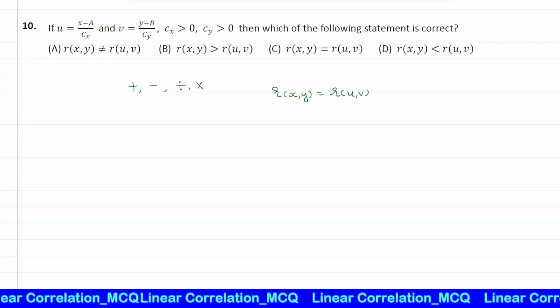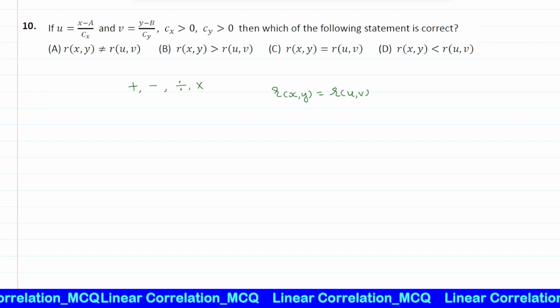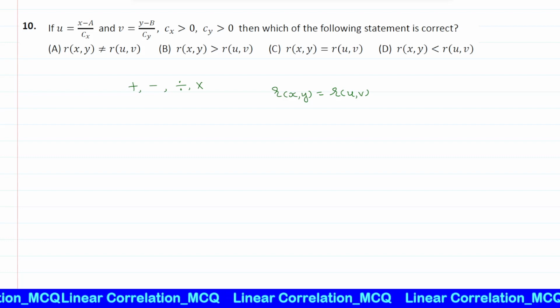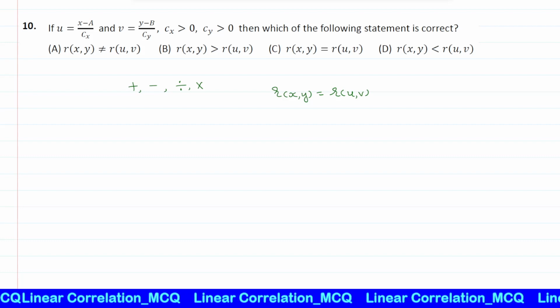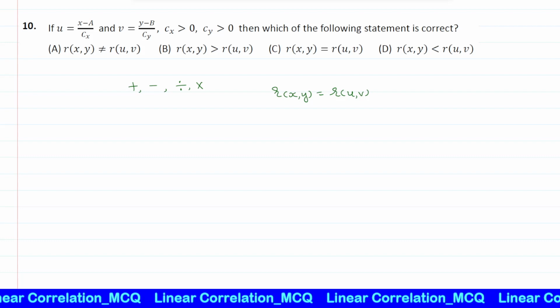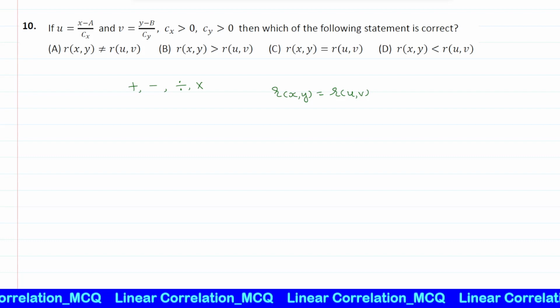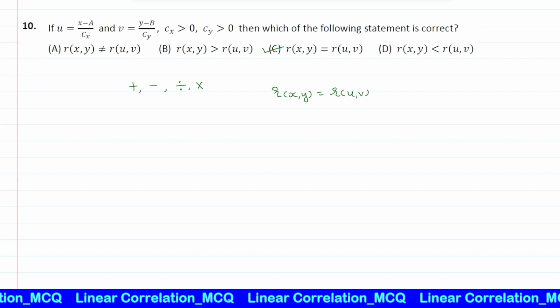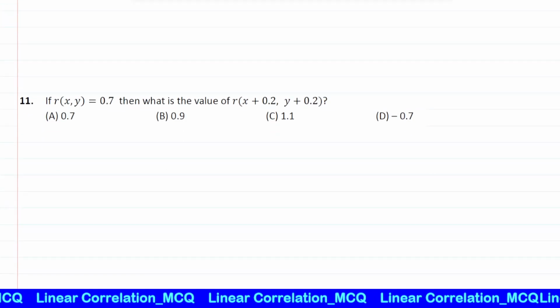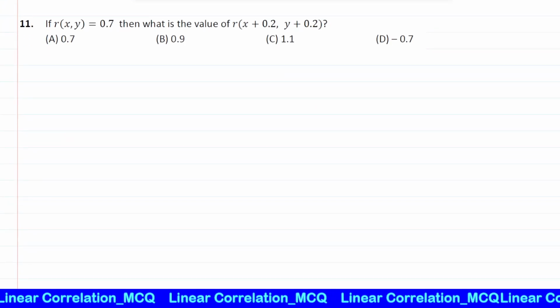That means if we take u or v as any expression like (x minus a) upon cx and (y minus b) upon cy, in both cases Rxy equals Ruv. Option C is correct. Question number 11.